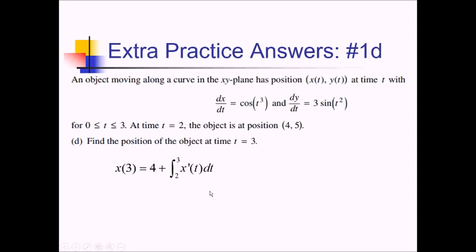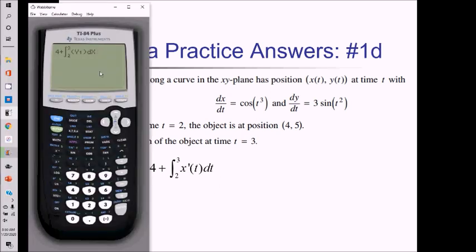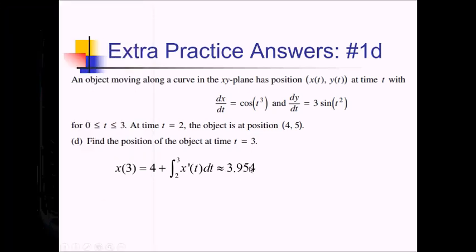Let me do that on the calculator. So here it is, 4 plus integral 2 to 3. y1, again, is where I stored x prime on the calculator. dx, that comes out to about 3.953, actually 954 if we round up. I guess you could truncate too, either way.